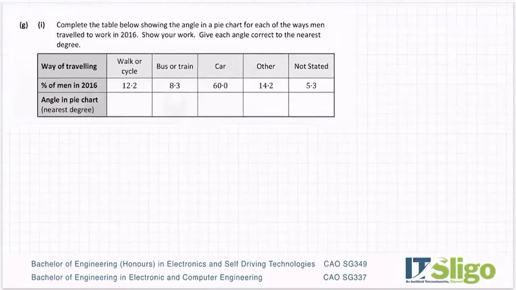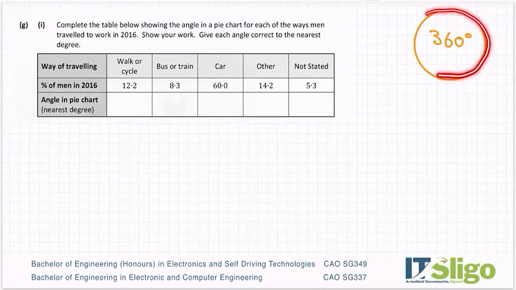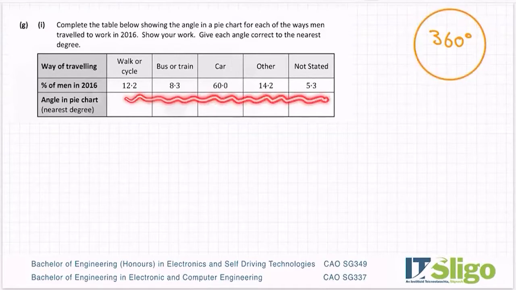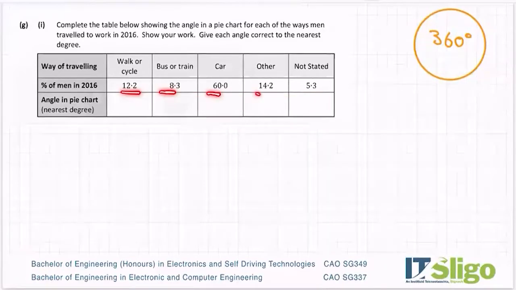Okay, so complete the table below showing the angle in a pie chart for each of the ways men travel to work in 2016. Okay, so if you think about any circle, any circle has 360 degrees in it. Okay, that's a full circle. So what you're saying in a pie chart is you have to break this 360 degrees up in proportion to whatever percentage is here. Okay, so how do you do that? Well, you do it one by one.